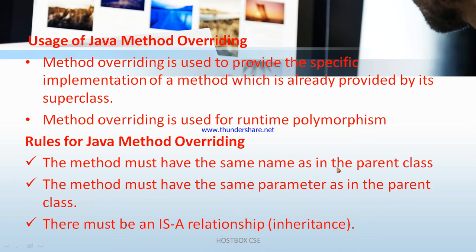The first rule: the method must have the same name as in the parent class. Next rule: the method must have the same parameters as in the parent class. Another rule: there must be a relationship, that is inheritance. Also, remember, we can't implement method overriding for constructors.